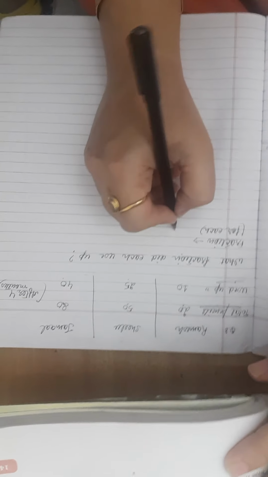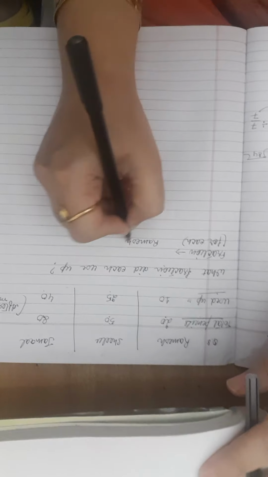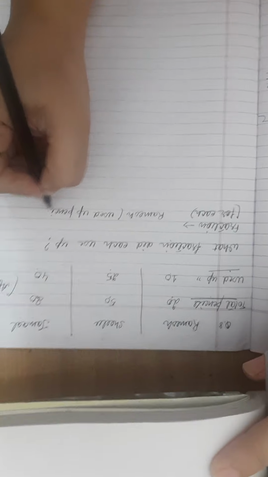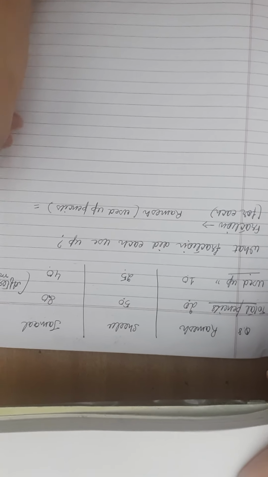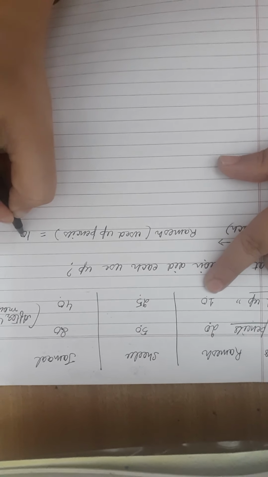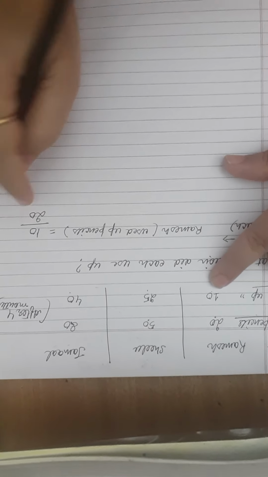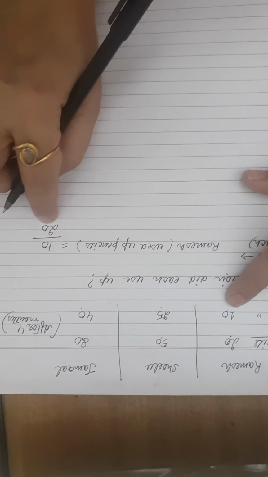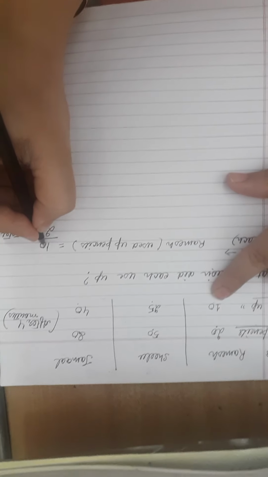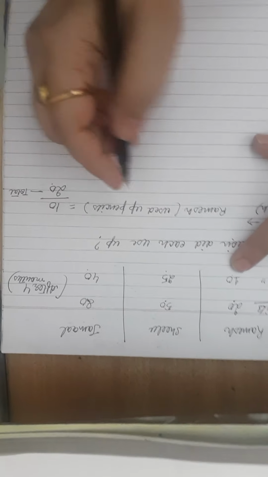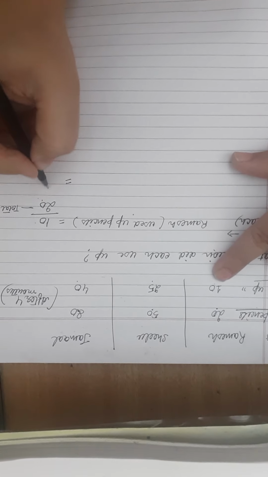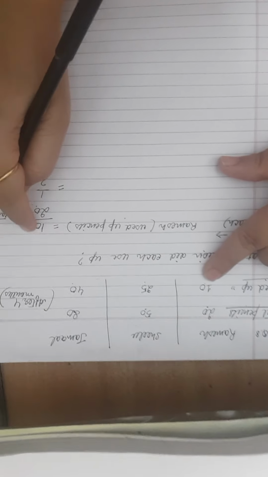Fraction for each means, for Ramesh, used up pencils. The fraction would be again in the form of numerator and denominator. Used up pencils: he used up 10 pencils out of 20. As we know, the total number of things always comes in the denominator. So out of 20 he used up 10. So the fraction of used up pencils for Ramesh is 10 upon 20. I can reduce it to lowest form. That would be 1 by 2 if you divide both the numbers by 10.